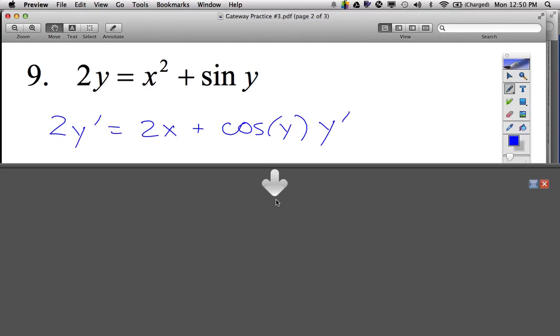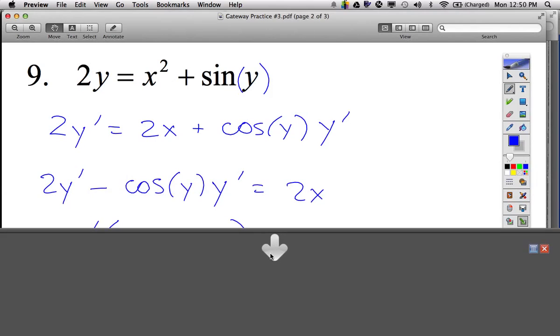Okay? So 2y prime is the derivative of 2y. The derivative of x squared is 2x. The derivative of sine y is cosine y times y prime. And remember, we said anytime you're doing a derivative with a y in it, do the normal derivative, but tack on a y prime. Because it's basically doing the derivative of the inside. You're saying, hey, there's some stuff on the inside, and we're doing it with respect to x. That's the key. So you've got to kick out the derivative of y with respect to x, which is y prime.